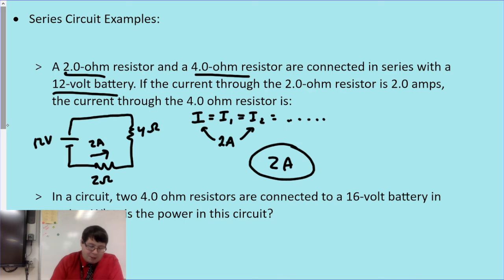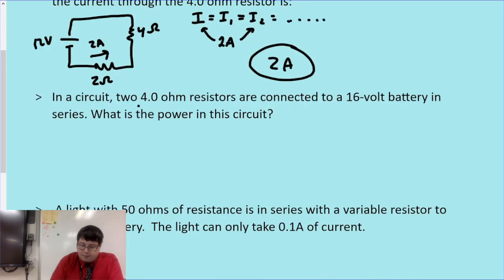Okay, let's take a look at another example here. In a circuit, we've got 2 4 ohm resistors that are connected to a 16 volt battery in series. We want to know the power in this circuit. Well, to find my power, we know power is V times I. I know the voltage, it's 16 volts in my circuit, but I don't know the current flowing through my circuit.